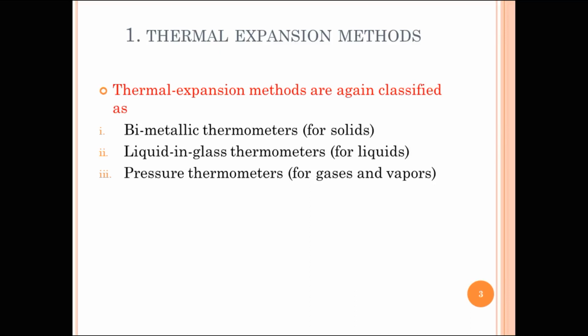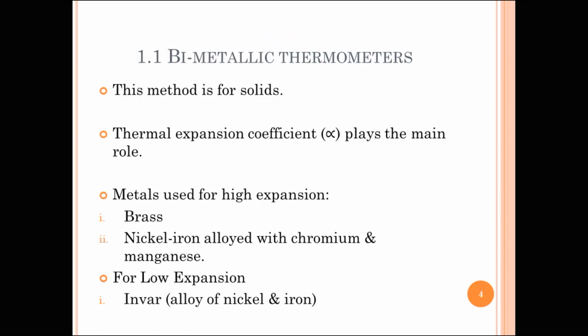First, bimetallic thermometers. This thermometer is used with solid materials. Second, liquid in glass thermometers. It is used with suitable liquids. Third, pressure thermometers. Vapor or gas is mainly used. Bimetallic thermometers: a bimetallic strip made up of metals, say A and B, is used here.